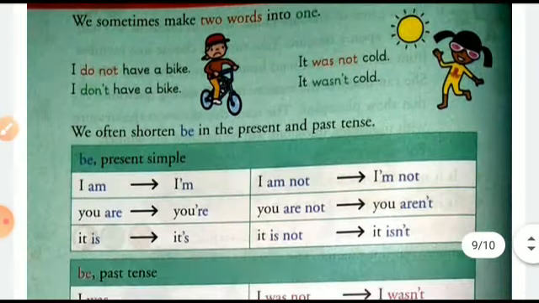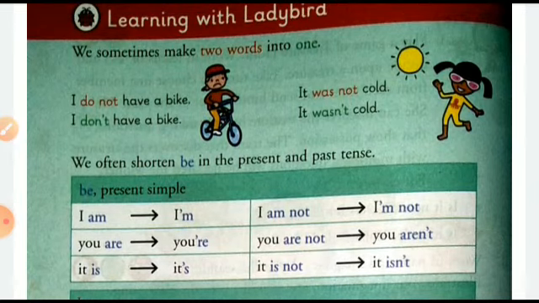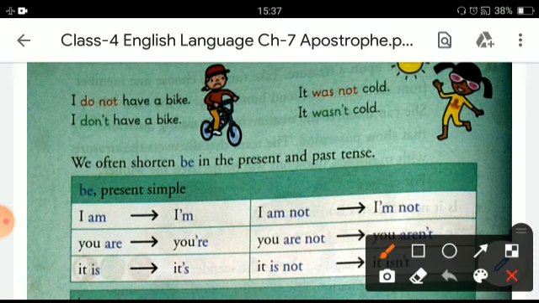Now learning with Ladybird. Sometimes we make two words into one. Example, I do not know. I do not have a bike. It was not cold. So here we have two words, so we have to use them as one. Like I do not have a bike, so we can write it as I don't have a bike using contraction. It was not cold, it wasn't cold.